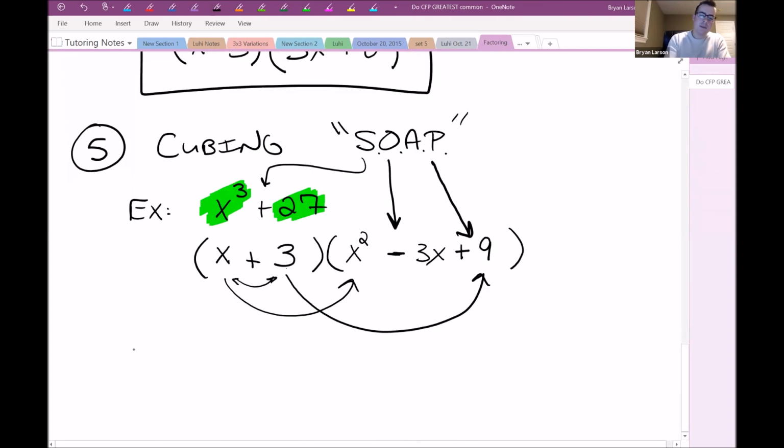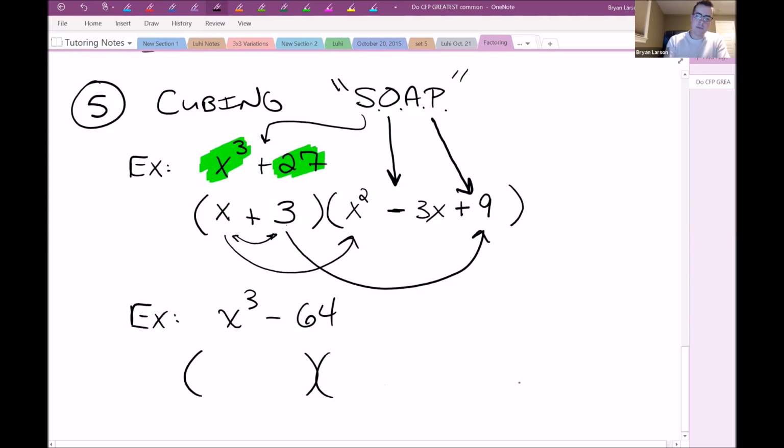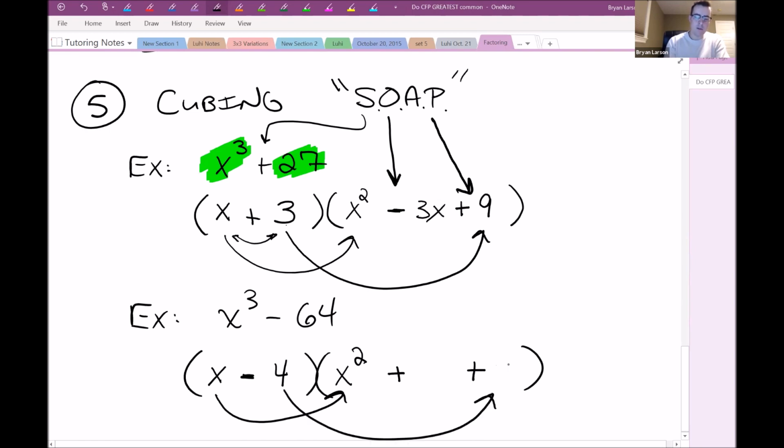Okay, we also could see this with the minus sign here. If I had x cubed minus, let's say, 64, well, then I do the same thing here. So SOAP: same sign, the opposite sign, always positive. The cube root of x cubed is just x. The cube root of 64 is 4. First term is the first term squared. Last term is the last term squared. So 4 squared is 16. The middle, I multiply those two for 4x. And there we go. And you've successfully factored with the cubing there.